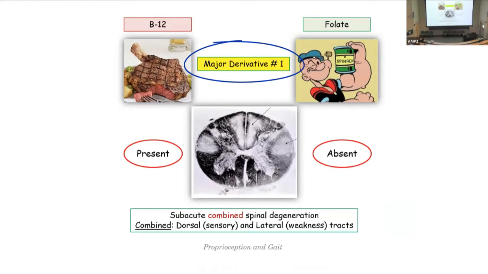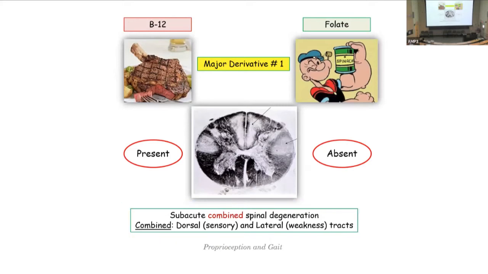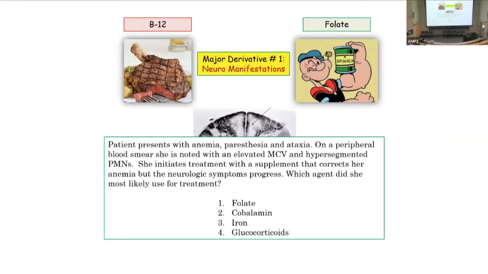What are the major takeaways from the presentation, or what you need to know and the things they focus on? B12 deficiency is associated with neurologic manifestations. Folate deficiency is not. And what's the lesion? Subacute combined degeneration of the spinal cord. What does that mean? Both dorsal sensory and lateral tract weakness. So they're going to present with abnormalities of proprioception, gait abnormalities. So when they give you a patient with macrocytosis, and they have sensory and or gait disturbance, that's the language of B12, not folate. And that's what this question was, the neuromanifestations, take home number one.